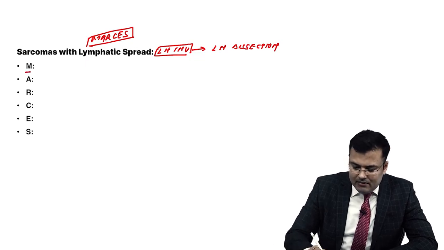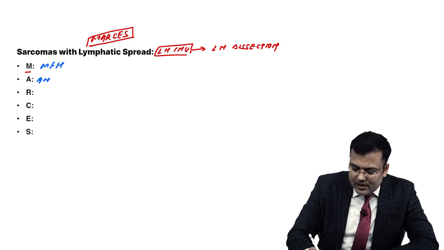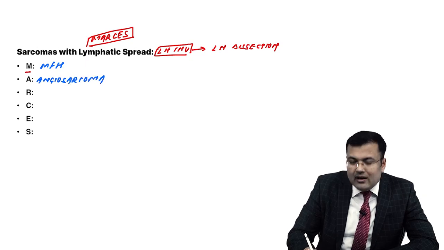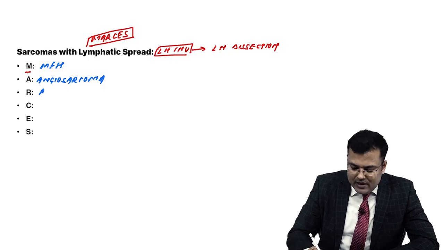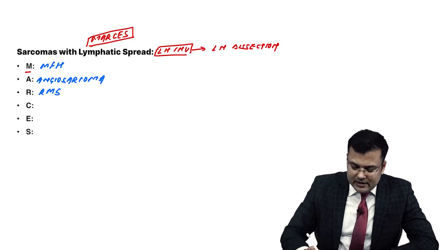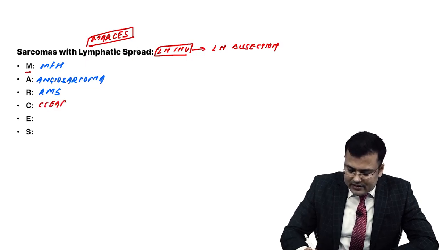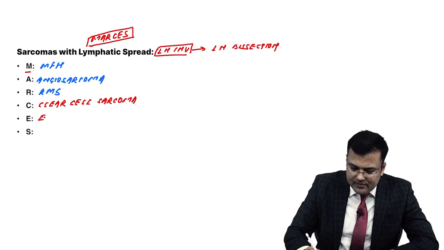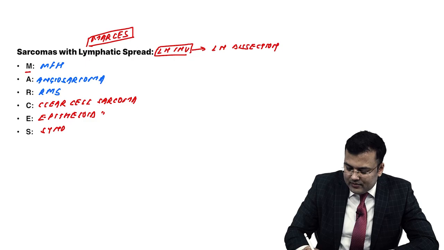M, that is malignant fibrous histiocytoma. A, that is angiosarcoma. R, rhabdomyosarcoma. C, that is clear cell sarcoma. E, epithelioid sarcoma. And S, that is synovial sarcoma.